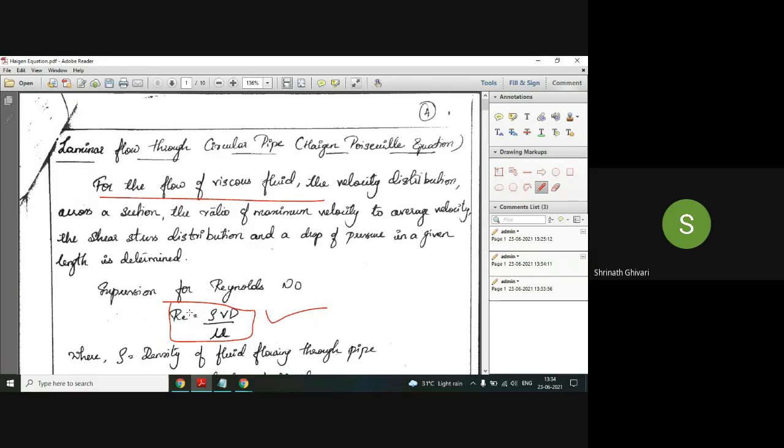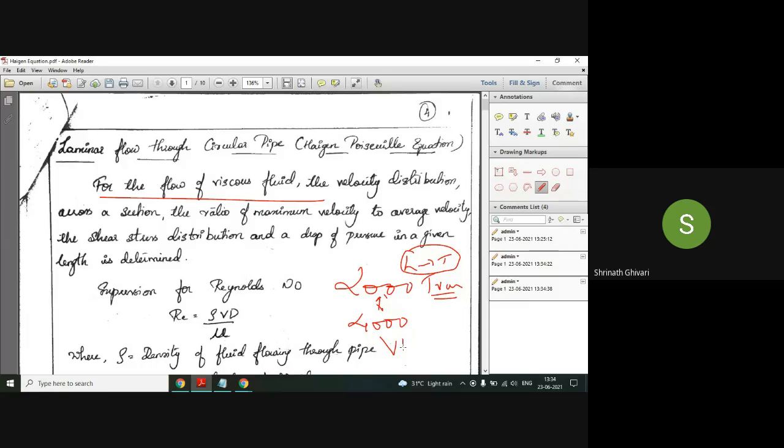From this expression we can find the Reynolds number. For laminar flow it should be below 2000. If it is above 4000, it is turbulent flow, and if the Reynolds number is in between, it means it is the transition state from laminar to turbulent. I told you that for a fluid to convert from laminar to turbulent, the velocity should increase, the diameter should increase, and the viscosity should decrease. These are the things we discussed in yesterday's class.